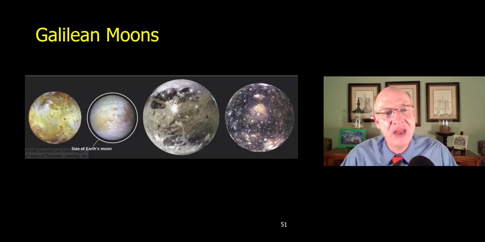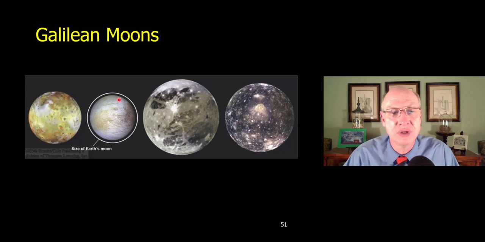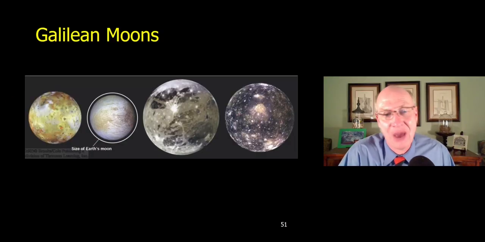Io, Europa, Ganymede, and Callisto are some of the largest moons in the solar system. This white circle shows the size of our moon, which is one of the more significant moons in the solar system. So you can see that Ganymede and Callisto are actually bigger than our moon, and Io is almost exactly the same size as our moon. These are 4 fascinating bodies in their own right.